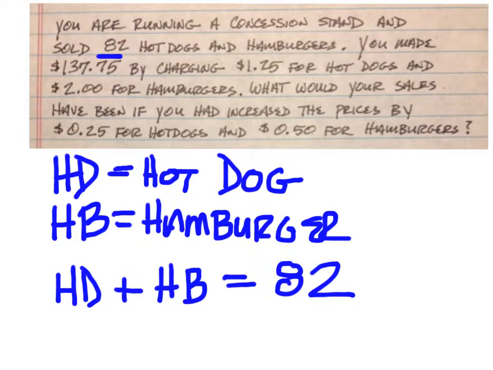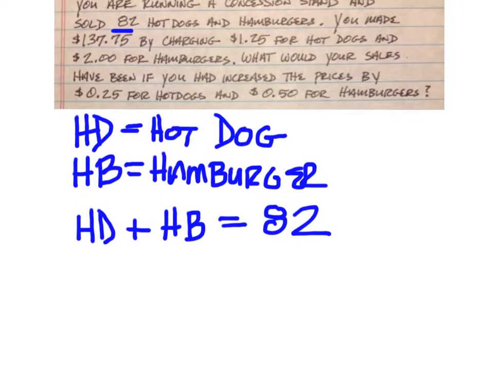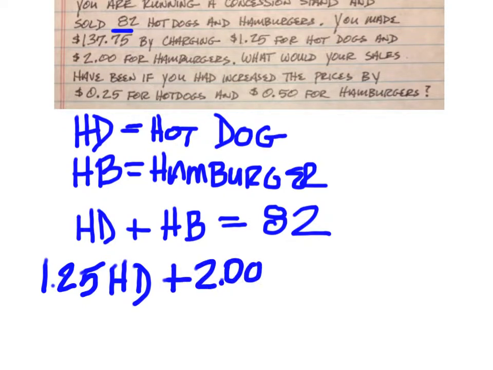You made $137.75 by charging $1.25 for hot dogs and $2 for hamburgers. Therefore, if I have $1.25 for hot dogs, $1.25 times the number of hot dogs I have, plus $2 times the number of hamburgers I have, should equal what? 137.75.